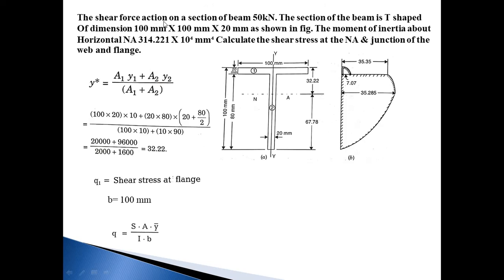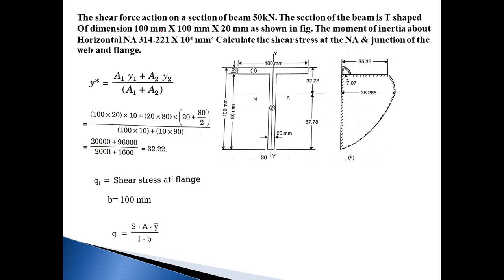A shear force of 50 kN is acting on a section of a beam. The section of the beam is T-shaped, of dimensions 100 mm by 100 mm by 20 mm, as shown in the figure. The moment of inertia about the horizontal neutral axis is 314.221 into 10 raised to 4 mm raised to 4. Calculate the shear stress at the neutral axis and at the junction of the web and flange.